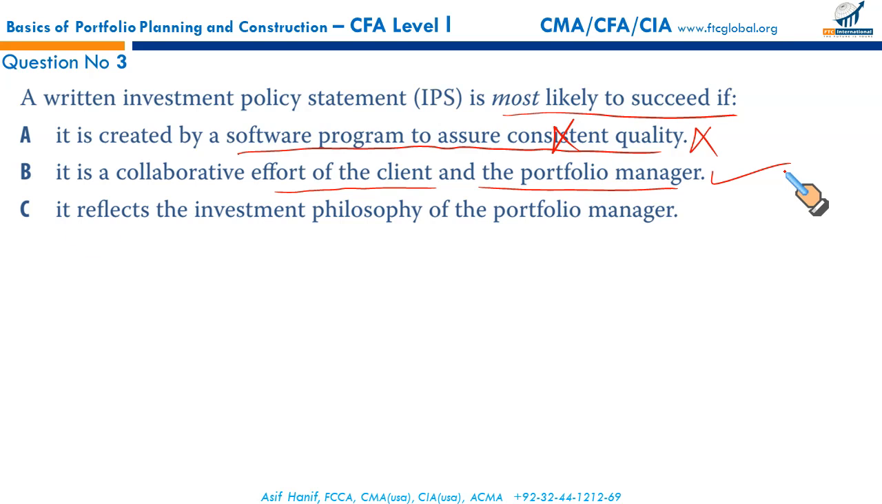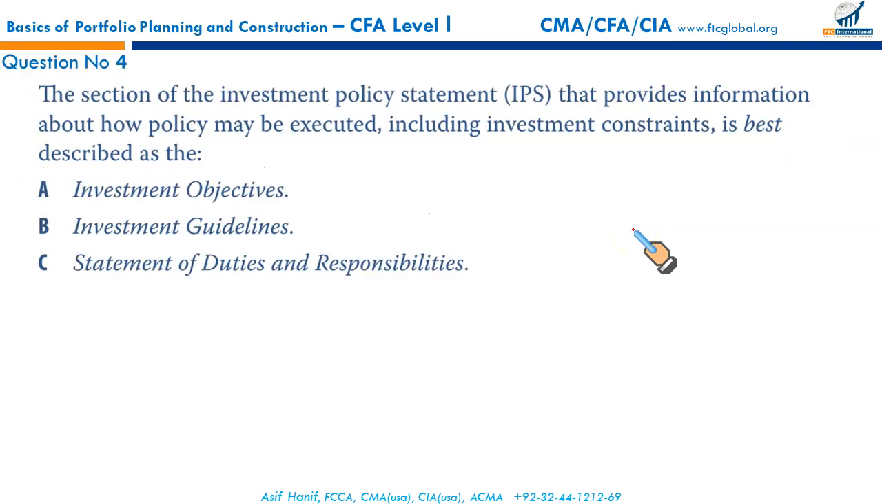Then why not C? It reflects the investment philosophy of the portfolio manager. No, it doesn't contain the philosophy. That is somewhere inside the portfolio manager's head. Right? This is not true. Written IPS must incorporate full understanding of the client situation and requirements, not the manager's philosophy. So that makes B the correct option.